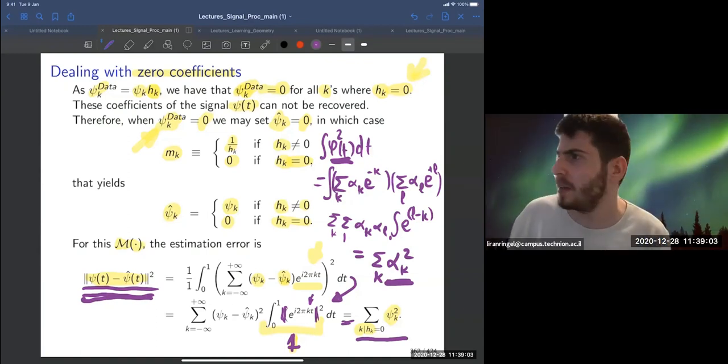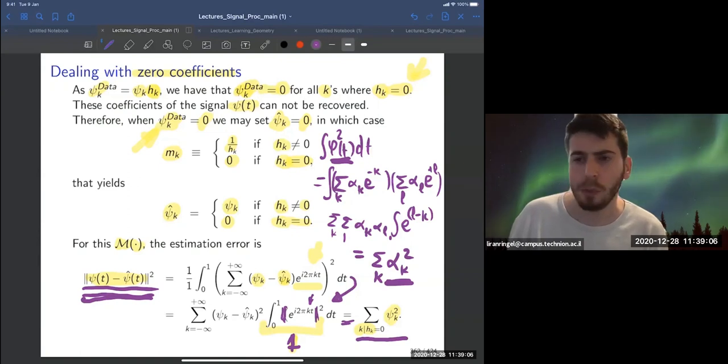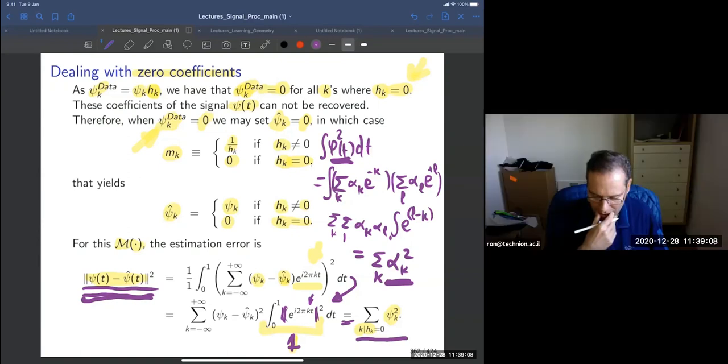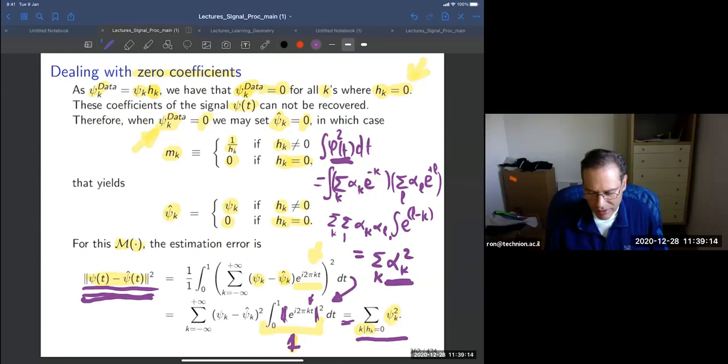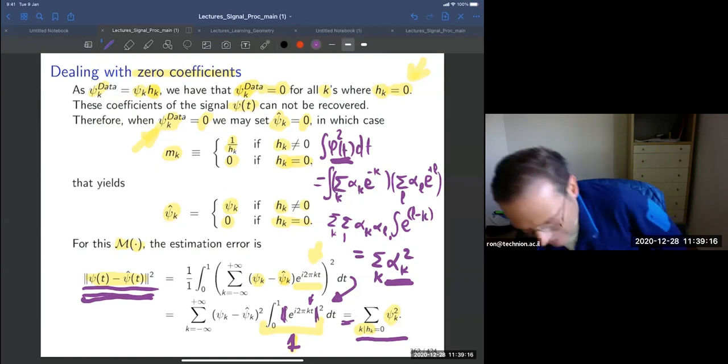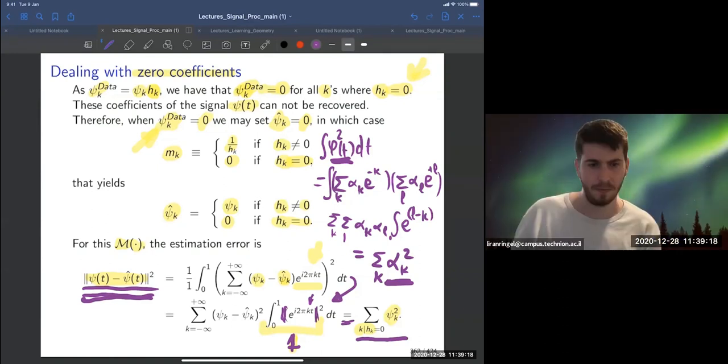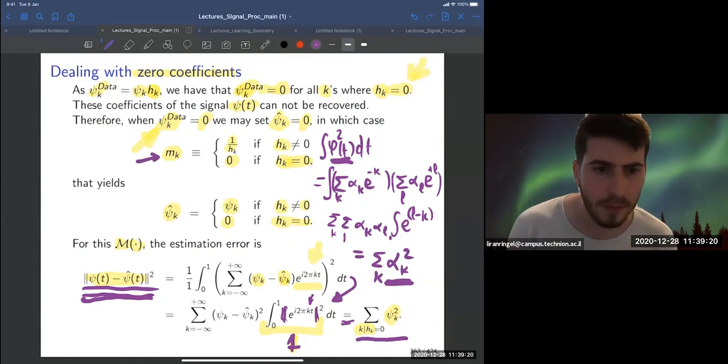Ron, can you explain again how this operator works? Which one? Mu. We're talking about mu here, right? Oh, the calligraphic M. Yeah, I can. This is the definition of M.